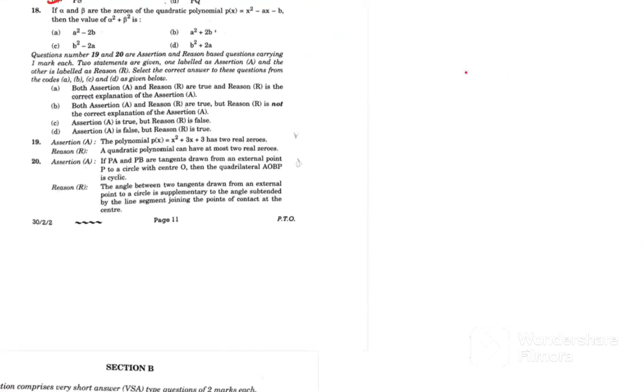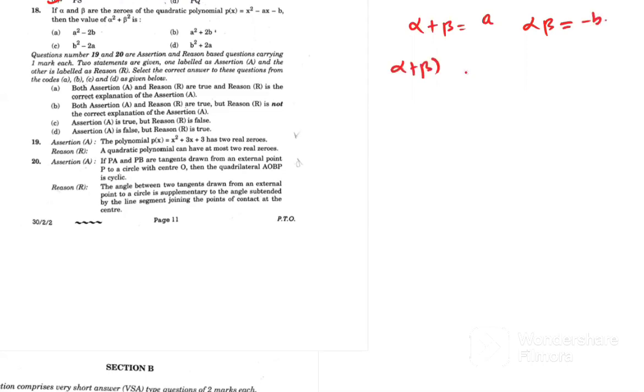Question number 18 says, if alpha and beta are the zeros of the quadratic polynomial p of x equals x square minus ax minus b, then the value of alpha square plus beta square is what? Right? So here we know that the sum of roots, alpha plus beta, is minus b by a, so we get a because the coefficient is minus a. And we have product of roots equal to c by a. So c is minus b, and a is 1 here, isn't it? So we finally have alpha into beta equals minus b.